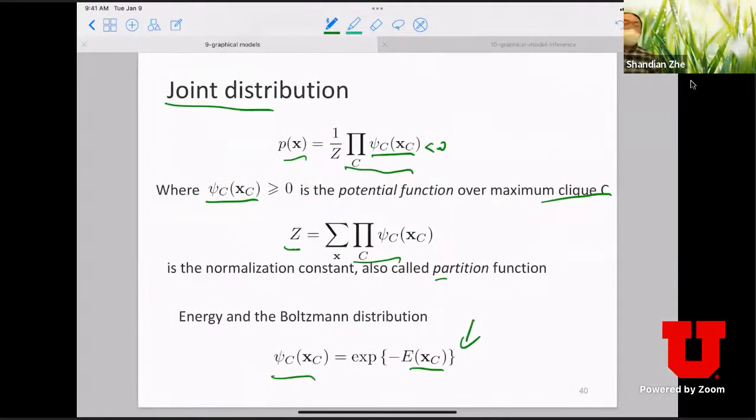Okay, any questions so far on this general definition of the undirected graphic model? Okay, it's pretty straightforward, right? For an undirected graphic model, you do not even need to worry about whether there are cycles. Doesn't matter. They're just functions over the maximum cliques.